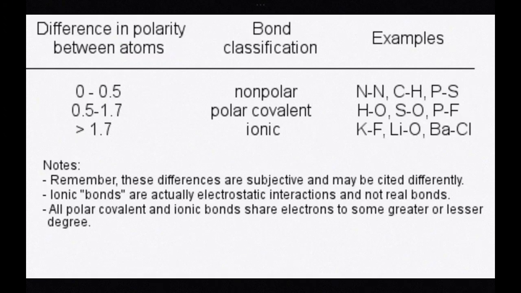For you to know and identify the bond classification of a certain element, if they are nonpolar covalent bonding, polar covalent bonding, or ionic bonding, we'll be following these ranges. If it is 0 to 0.5, that is nonpolar. 0.5 to 1.7, that will be polar covalent. And when you say 1.7 or greater, that will be ionic.